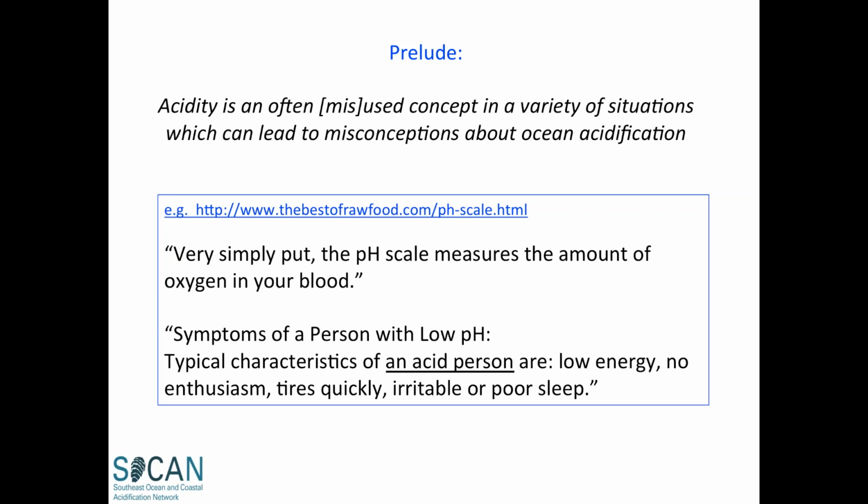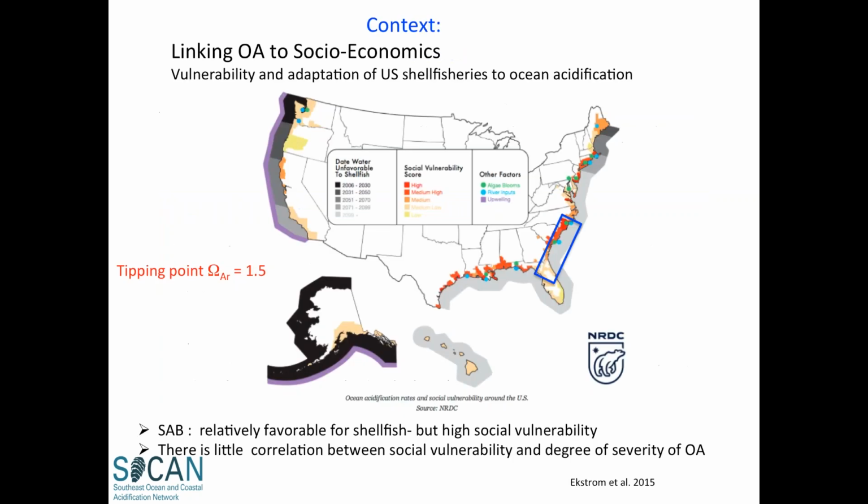Also, what's very interesting in this site is that there are obviously acidification researchers and acid persons, and hopefully they're not one and the same, but an acid person is obviously somebody with low energy and no enthusiasm. So I don't think that characterizes us very well. But it gives you an idea that the general public has an overall knowledge of what acidity and pH mean, but they don't have the concepts quite right.